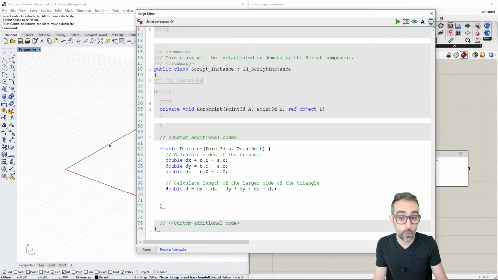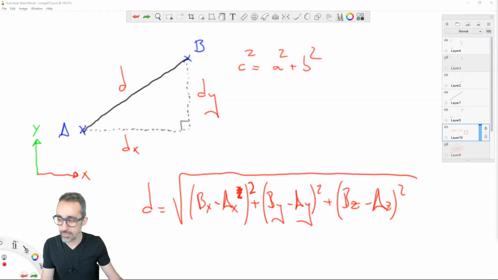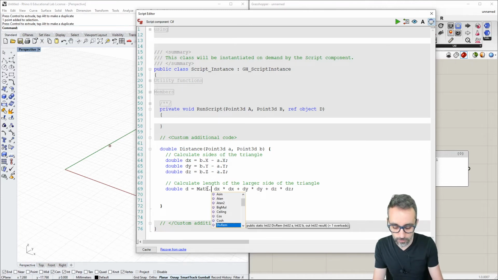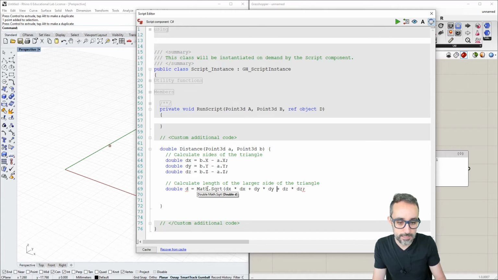But remember that all of this was inside of a square root. So we need to wrap this inside of a square root. That's going to be through the math object. We're going to calculate the square root, and then open parentheses, and then close parentheses here. And then this is the value that we're going to return to the main code.